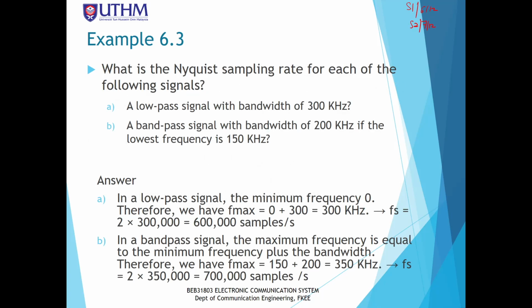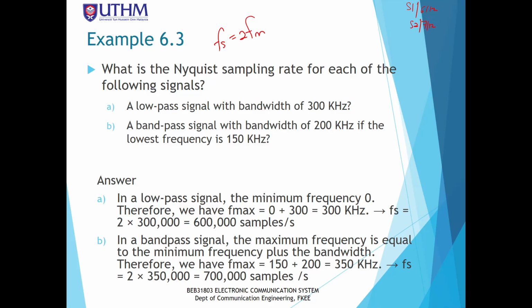Example 6.3. What is the Nyquist sampling rate for each of the following signals? Okay, a low pass, remember, sampling rate, minimum sampling rate is equal to 2 times the highest input frequency. Okay, so the question asks what is the sampling rate for the following signals. A low pass signal with a bandwidth of 300k.